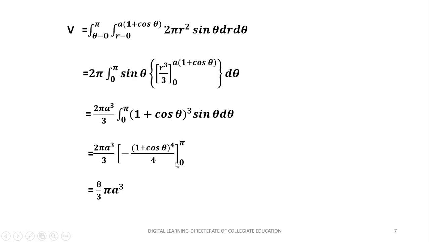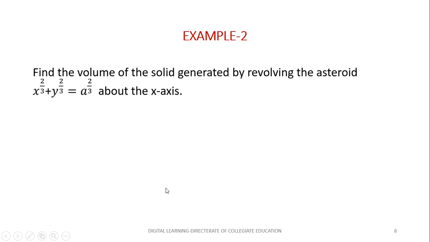Now substitute these limits. Cos of pi is minus 1, so 1 minus 1 is 0, that is the upper limit is 0. When you put the lower limit, cos of 0 is 1, so 1 plus 1 is 2, but since it is a lower limit it is minus, and minus of minus becomes plus. So 2 raised to 4 is 16, 16 by 4 is 4, and 4 into 2 is 8, so the volume is 8 pi a cube by 3. This is the volume generated. Let us take one more example.